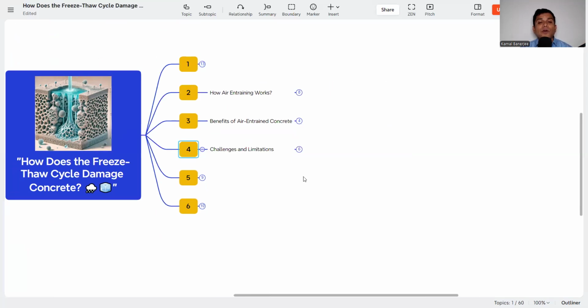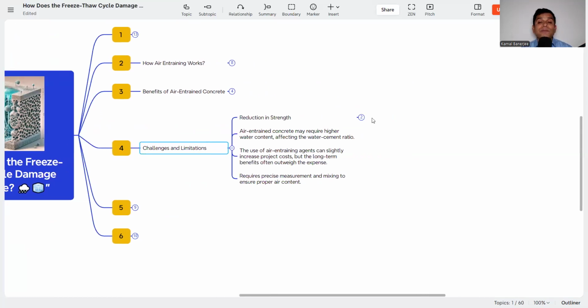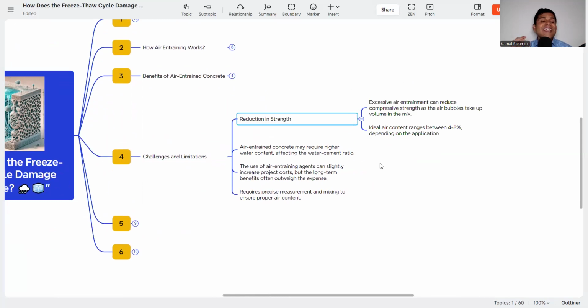The next is, what are the challenges and limitations of air entrained concrete? It is the reduction in strength. Why reduction in strength? Because excessive air entrainment can reduce compressive strength, as the air bubbles take up volume in the mix. If the amount is more, the air will be present inside the concrete, so the concrete will not be homogeneous. Density will be less, strength will be less. Then the ideal air content is in the range of 4 to 6%, depending upon the project specification and the application. It depends, but generally it is around 4 to 6%.